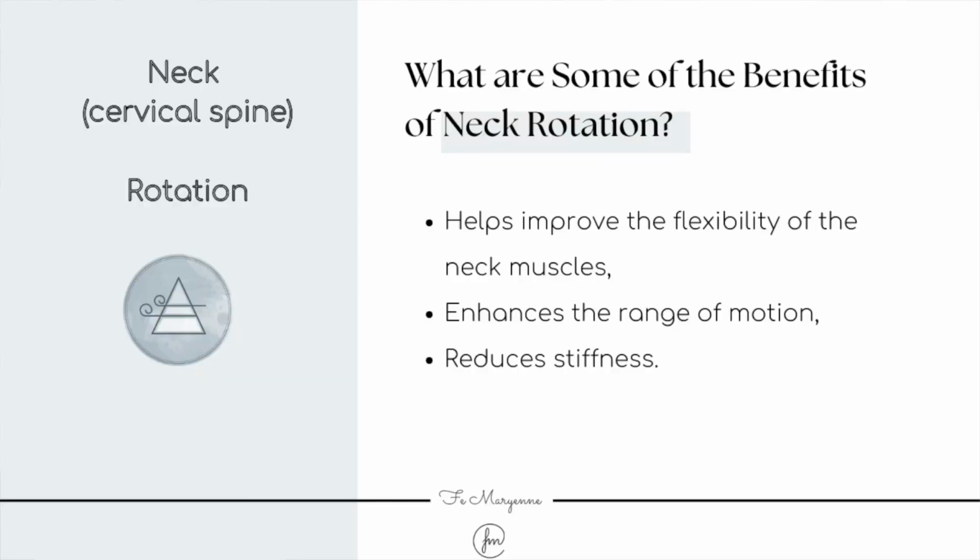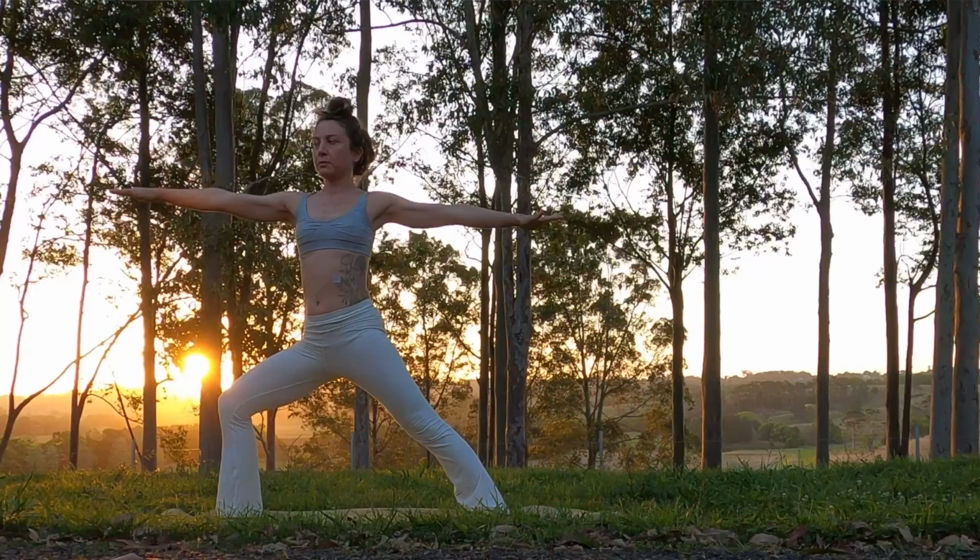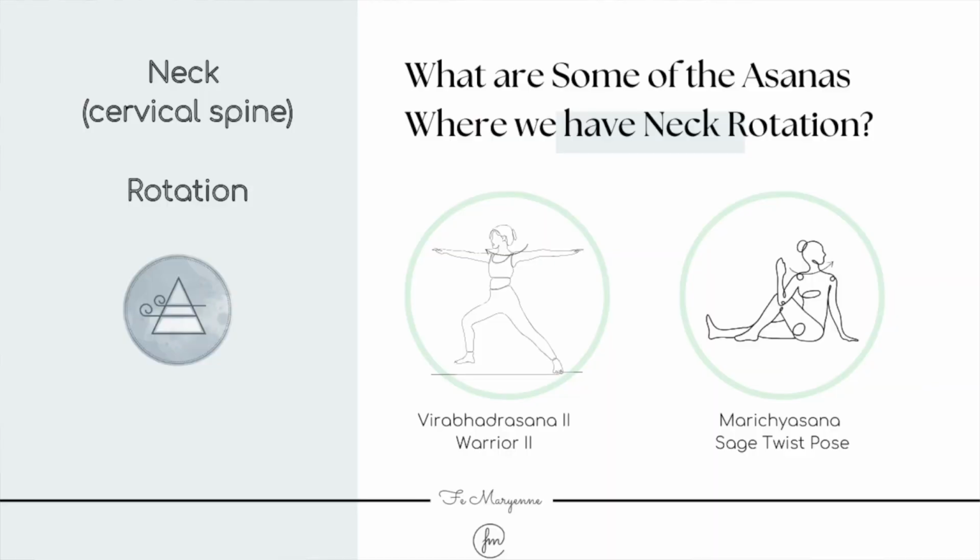Well, it's pretty common here. This movement helps improve the flexibility of the neck muscles, enhancing the range of motion and reducing stiffness. What are some of the asana where we have neck rotation? For example, Virabhadrasana 2, Warrior 2, or Marichyasana, Sage Twist Pose.